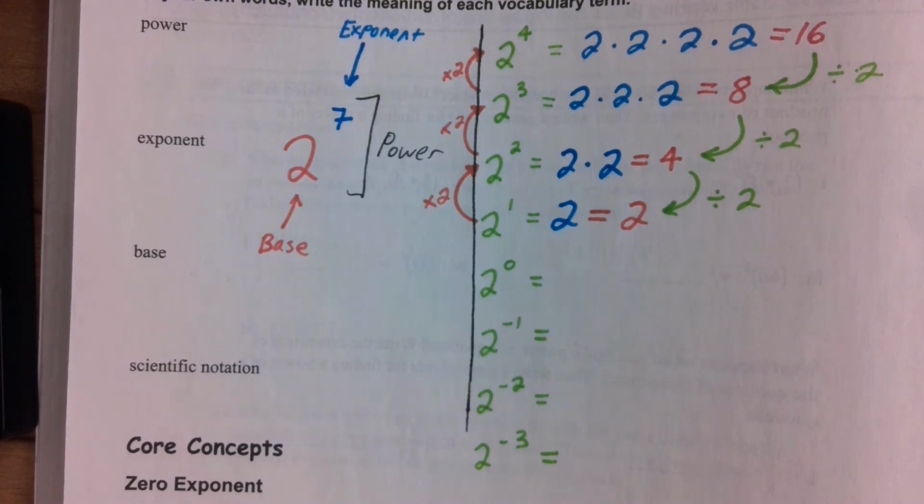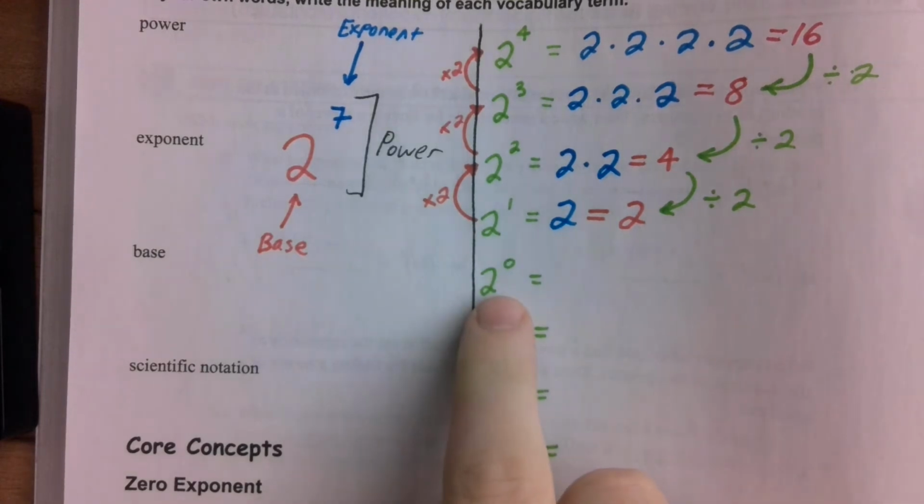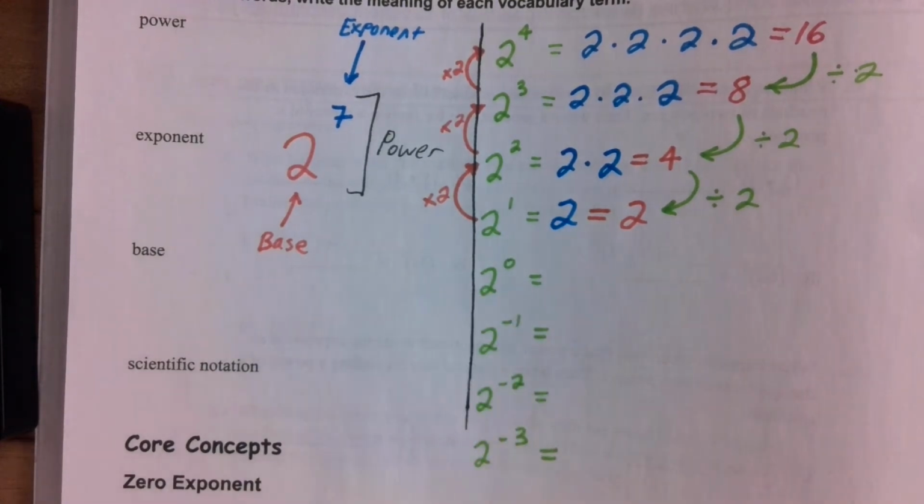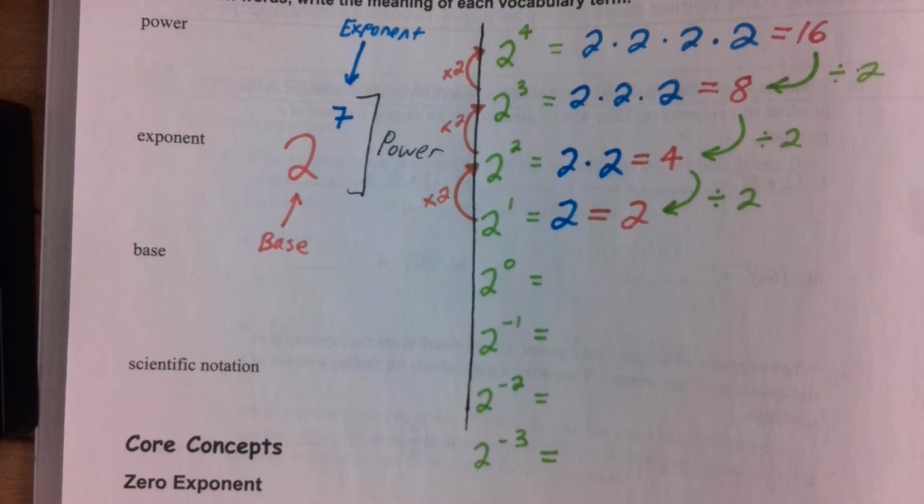So can we continue this pattern going down? Let's take a look at 2 to the 0. This is a little bit of a weird notation because this is basically saying, hey, multiply 2 zero times. You can't multiply something 0 times. But would that mean that the answer is 0? Would it mean the answer is 1? Would it mean it's no solutions? Would it mean it's 2?